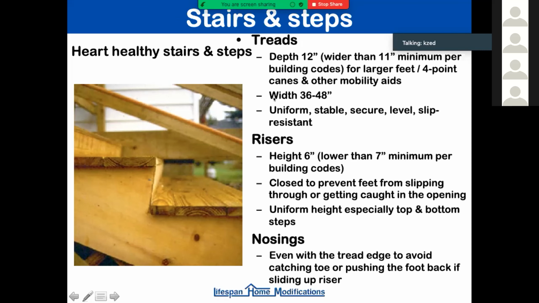And on stairs, the treads need to be about 36 to 48 inches. That's so that people can pass or you can reach both sides of the handrails. And the treads obviously need to be uniform, stable, and secure. So the risers, again, building codes usually go to 7 inches. They can go this high. For older adults, it's really better if they're closer to 6 inches. You don't have to lift your leg as far.